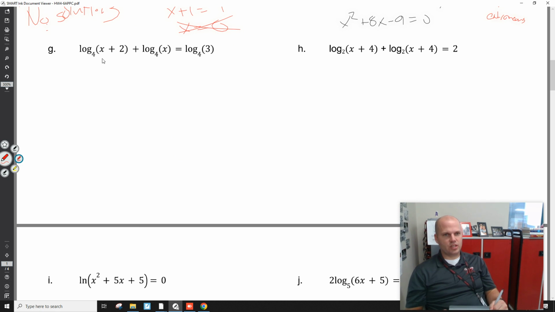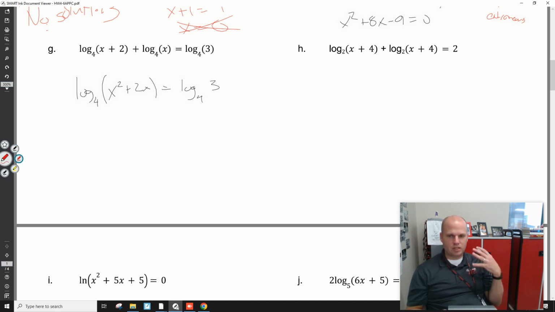Kind of same deal with this one as the previous one. Hopefully it works out. You can't just take 4 to the power of both sides. You need to isolate the logs. We get x squared plus 2x equals log base 4 of 3. What is important, especially when we go to h, is to remember that things don't just disappear. You're taking 4 to the power of both sides to get rid of the log base 4.